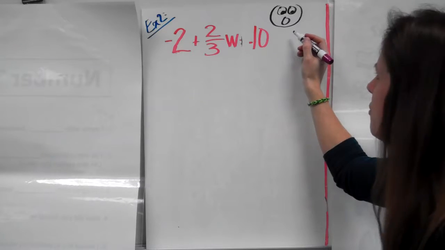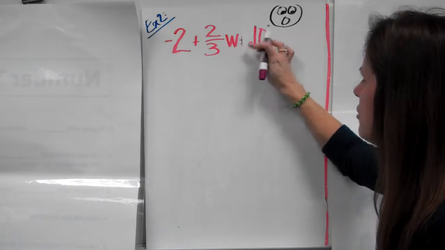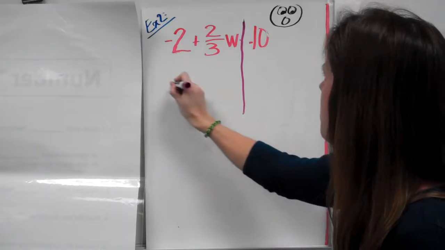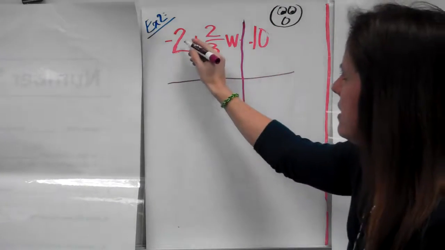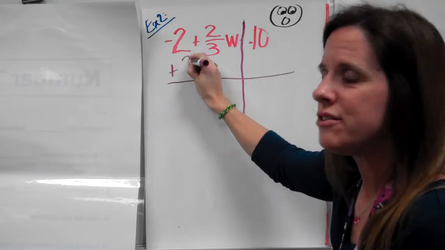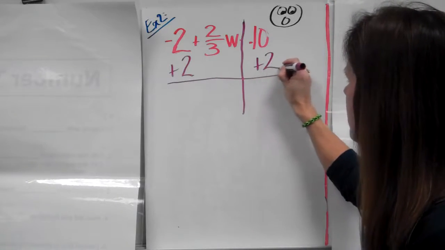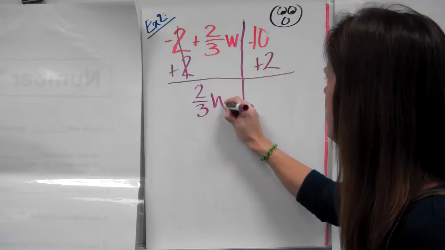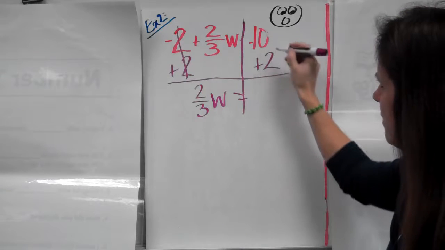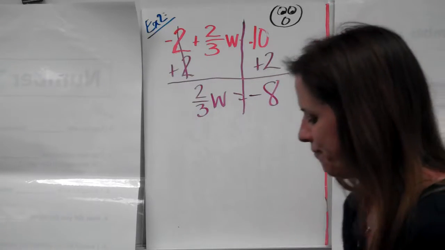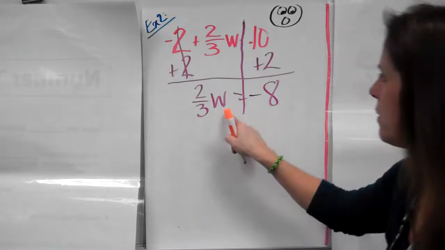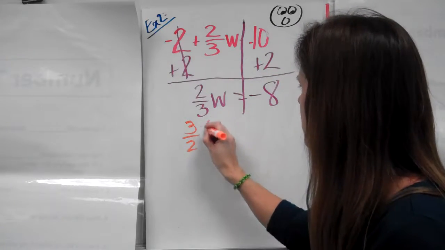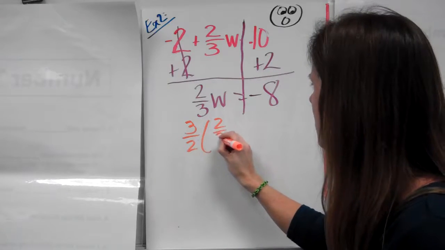This has rational coefficient, dun dun dun, fractions in it. Okay? Don't be scared. We learned how to do this before. Just start with our wall. It's a negative 2, so we're going to add 2 to both sides to eliminate our constant. And we have 2/3 times w equals negative 10 plus 2 is negative 8. Now we need to undo the multiplication, and remember we use the reciprocal. So we're going to multiply both sides by 3/2.